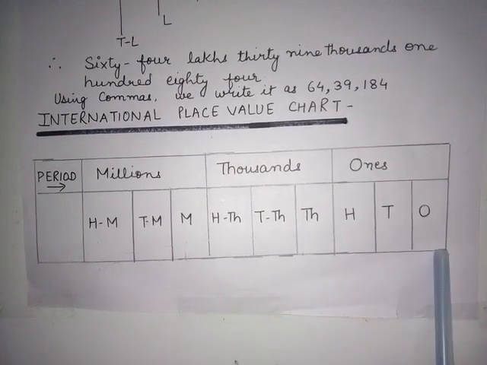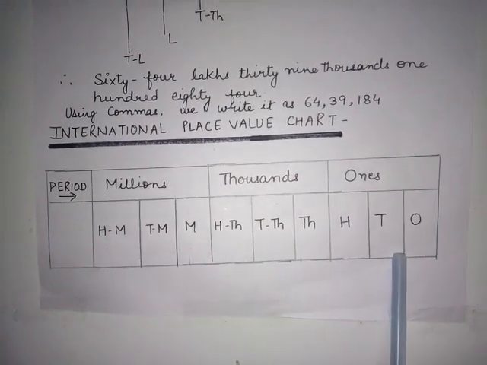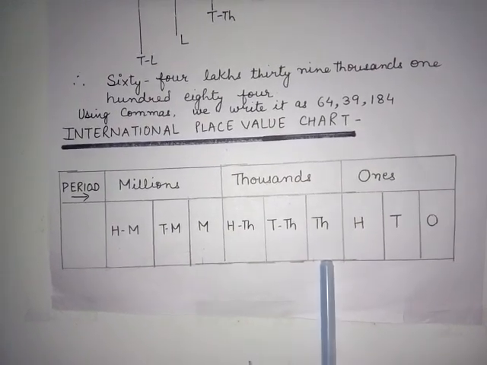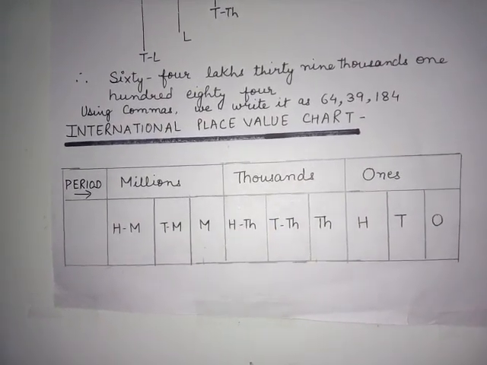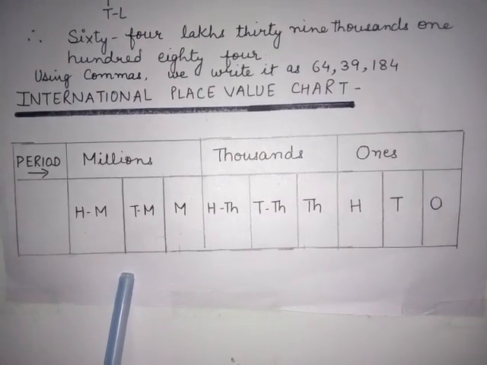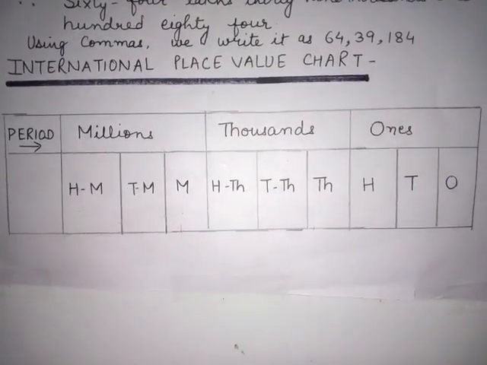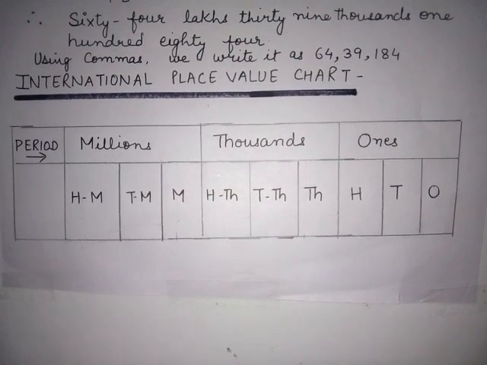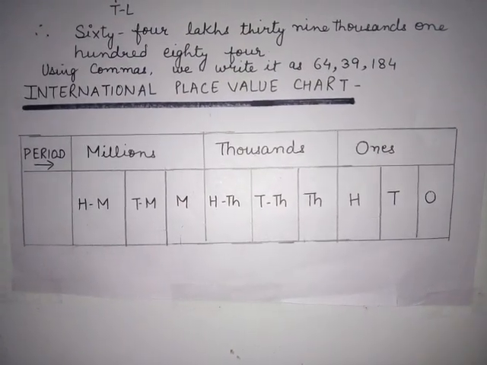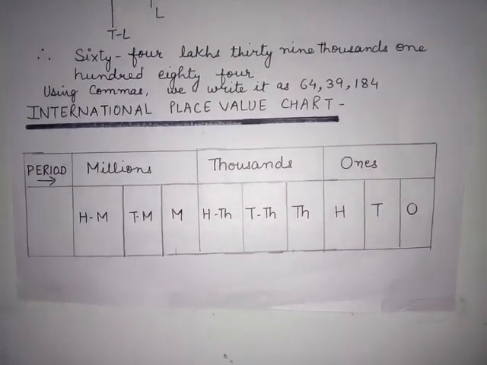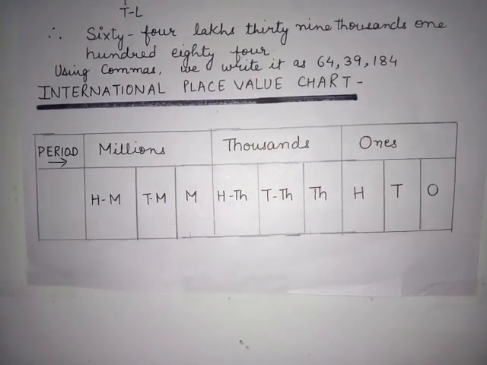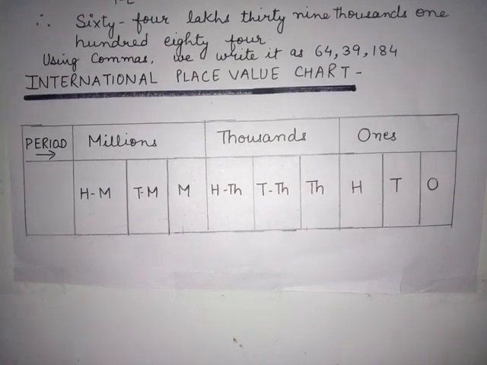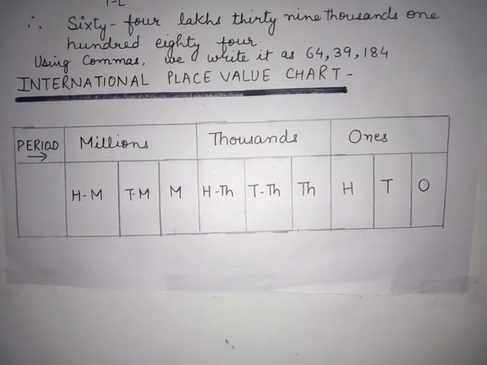The first 3 places are placed in the period ones. Next 3 places are placed in the period thousands. And the next 3 places are placed in the period millions. Students, while writing or reading a number in the place value chart, we have to read each digit in the same period together, except the ones period.